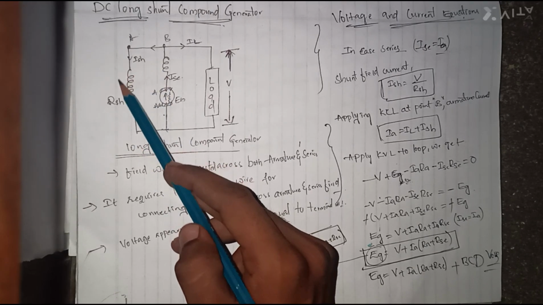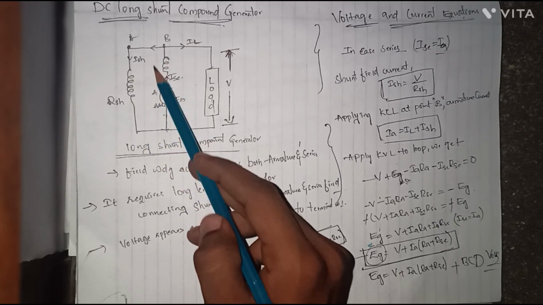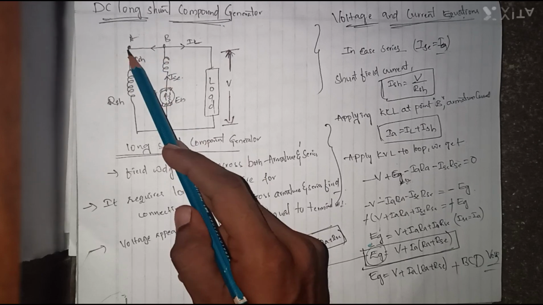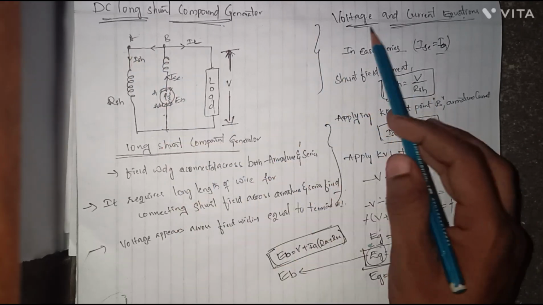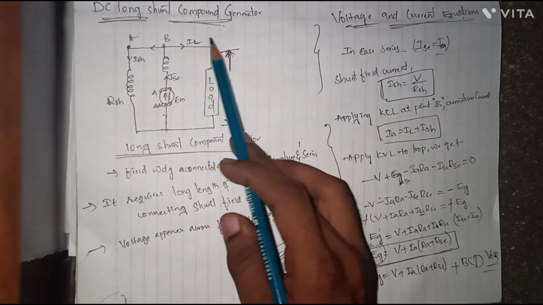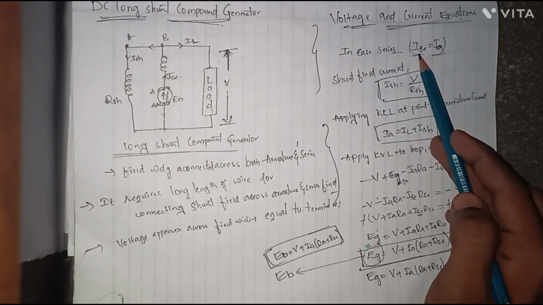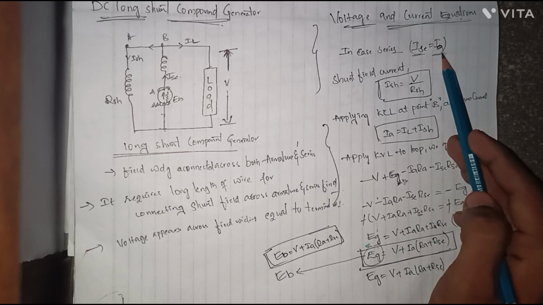To both the series field resistance and the armature, so it requires a long length of wire from A to B. Next, voltage and current equations of the long shunt compound generator. In case of series, ISC equals IA, which means series field current equals armature current. Shunt field current ISH equals V by RSH as it is.